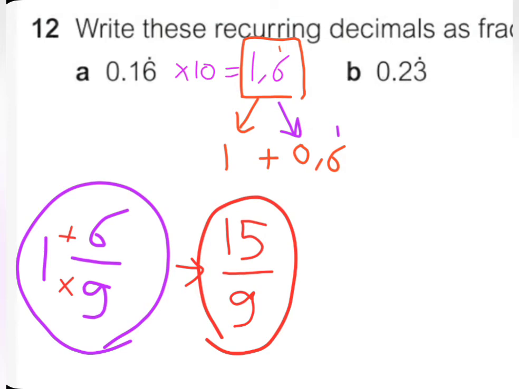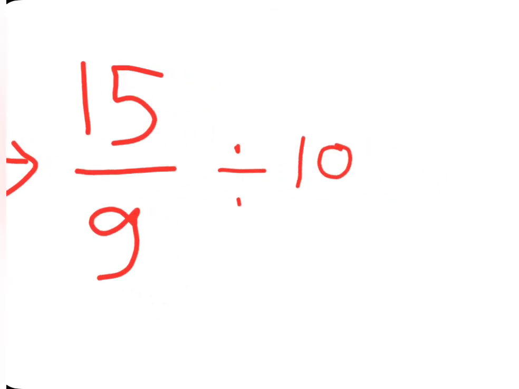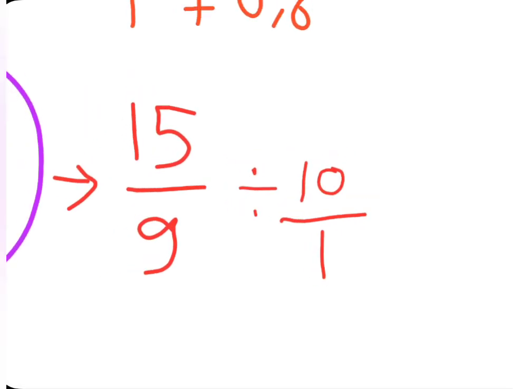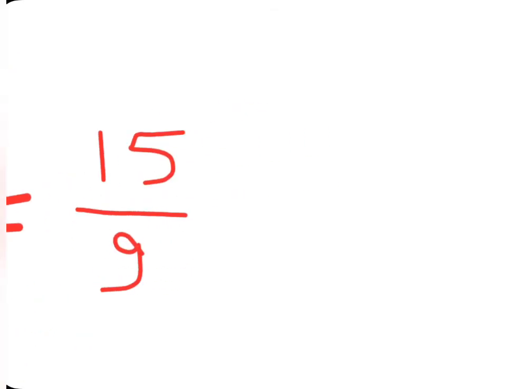Now, we will do the opposite of this step, which is divide by 10. So we divide this by 10, like this. Because 10 is 10 over 1, you turn the divide into multiplying and turn this upside down. So it's going to be 15 over 9 multiplied by 1 over 10. Very good.